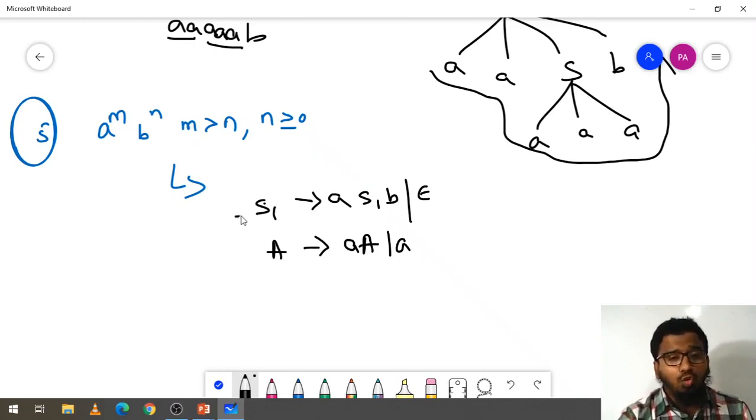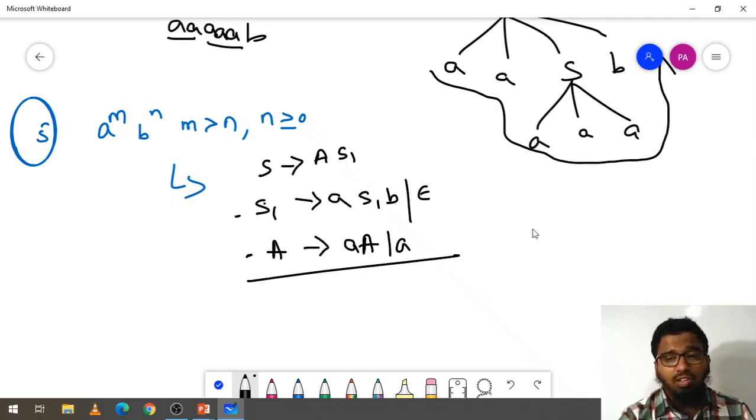So for these two, we need to concatenate. Here I am concatenating, taking S. What is the first one? M. M means A, so capital A and S1. These two I concatenate, and then I will get the answer. So this is a grammar for this language.